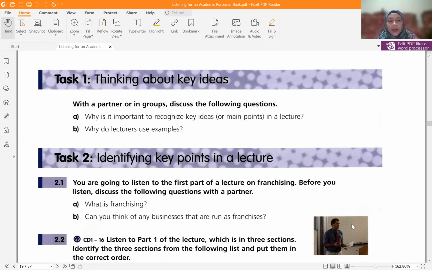Yeah. And moving on to Task 2, identifying key points in the lecture. We are going to listen to the first part of the lecture, and the title of that lecture is about franchising. But before we listen to that audio, let's discuss some definitions of franchising. Do you know what franchising is?